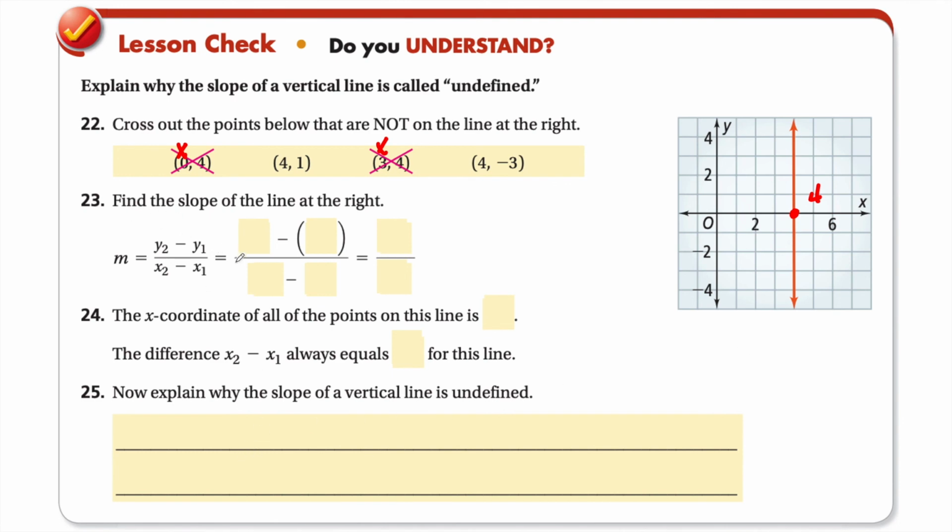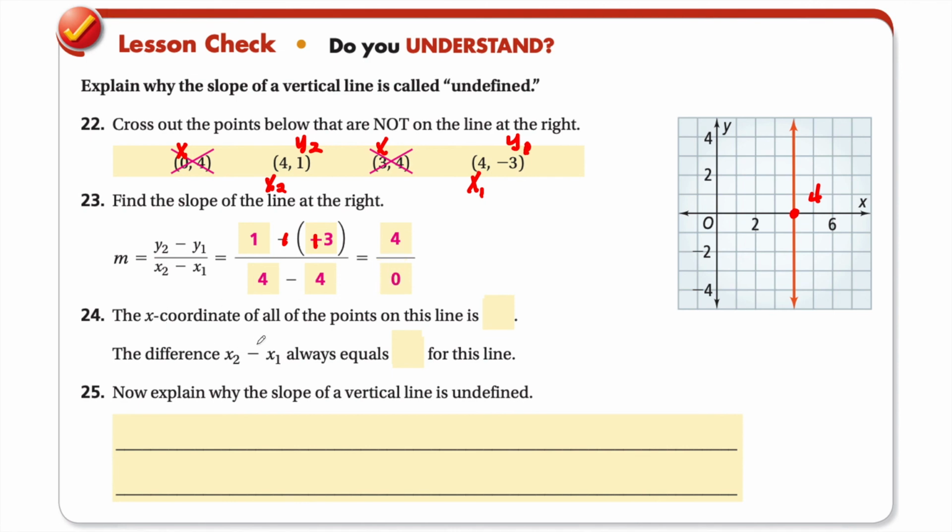So let's find the slope of the line at the right. Well, we are going to let that y2 equal the 1. And the y1 will equal the negative 3. So again, this is going to be the y2, this will equal the y1. And 1 minus a negative 3 will change both of those to positive, so it'll be 1 plus 3, which equals a positive 4. The next one, we have the x2. Well, since y2 was 1, we know that our x2 has to be the 4. But as you can see, our x1 is going to be 4 as well. And if you have 4 minus 4, your answer will be 0.